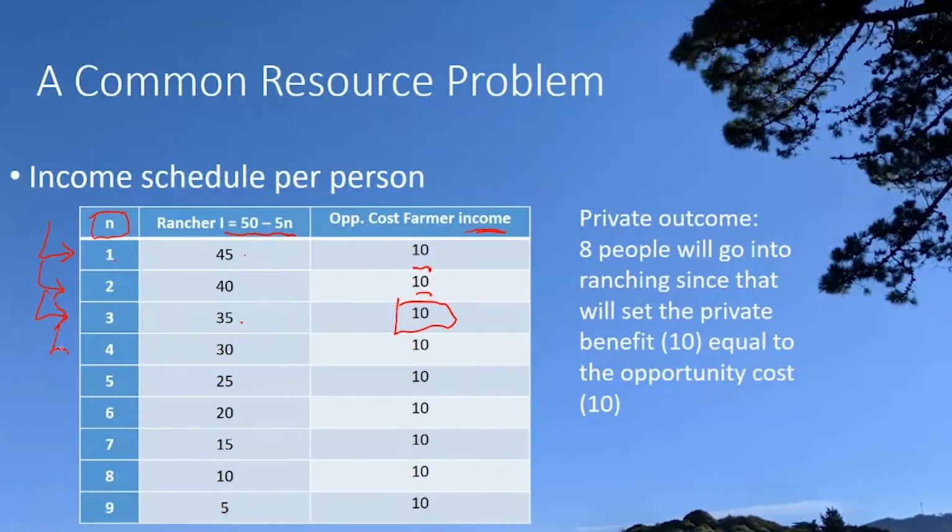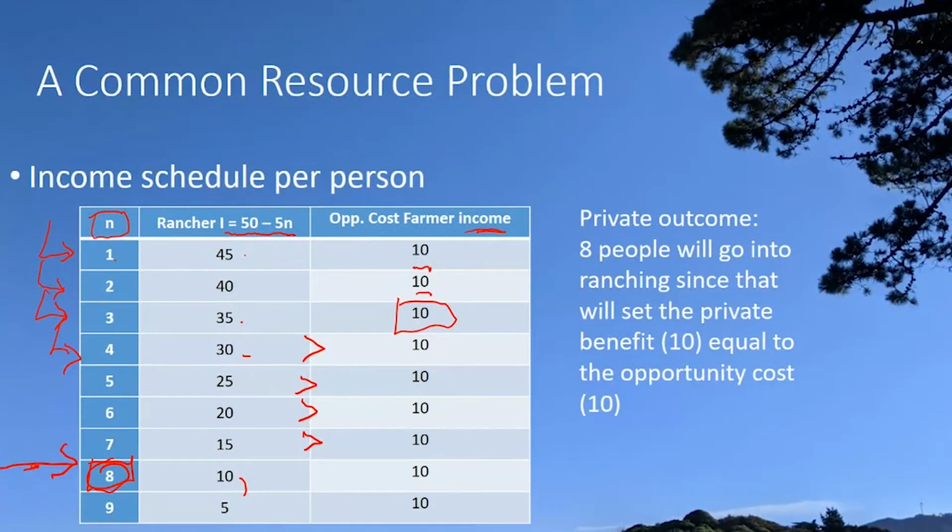We go on. The fourth rancher would enter because 30 is greater than 10. The fifth rancher would enter because 25 is greater than 10. The sixth rancher because 20 is greater than 10. The seventh rancher because 15 is still greater than 10. And then we finally get to the 8th rancher, who's going to diminish the ranching income to a total of $10 per rancher. But then there's no incentive for the 9th rancher to enter, because the 9th rancher is actually going to diminish the rancher's prospects and make it worse than being a farmer. Nobody wants that. So they're going to stop.